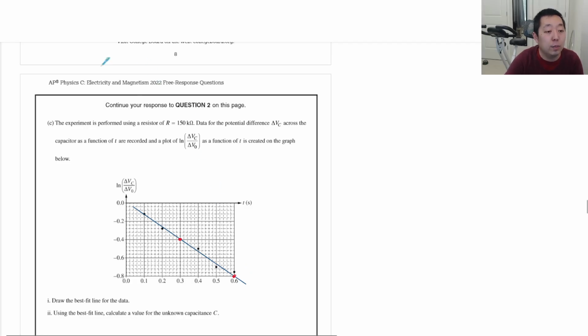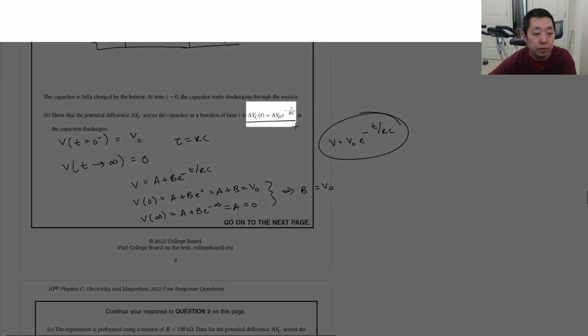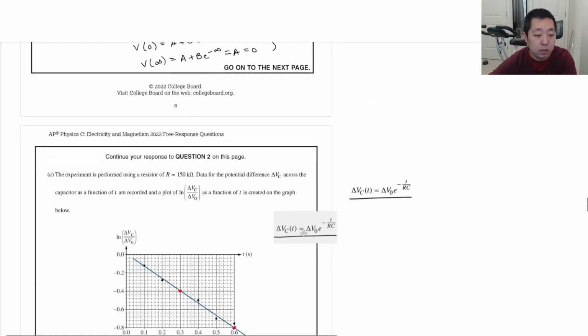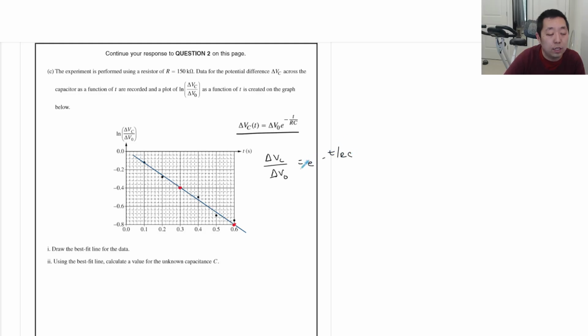Let's calculate the unknown capacitance. So this is ln of delta Vc. Let's look at the equation that they gave us to use. We want to divide the two. Delta Vc over delta V0 equals e to the negative t over RC, and then they take the ln of both sides. That equals ln of that, just negative t over RC. So you could think of this as negative 1 over RC times t.